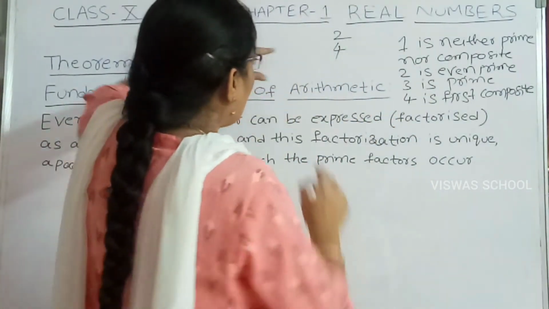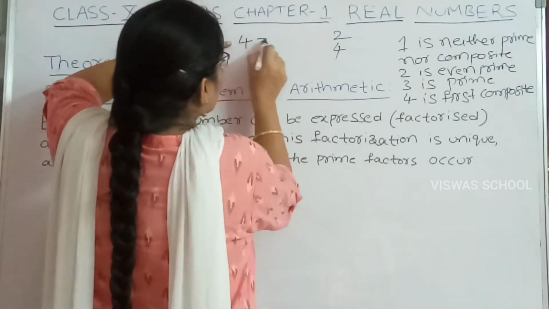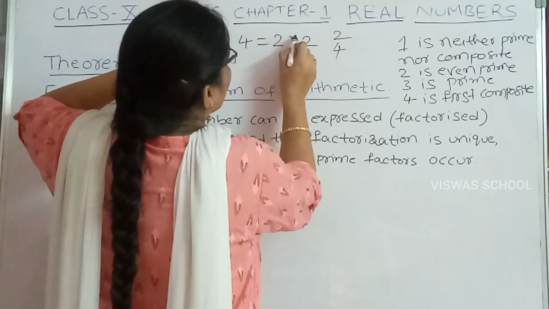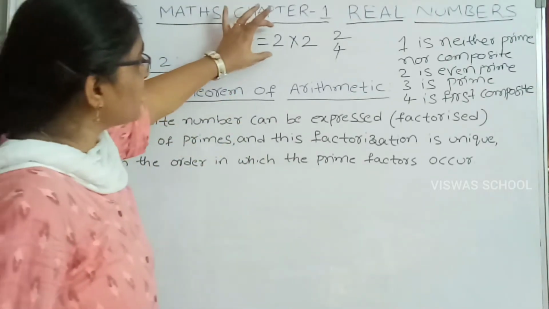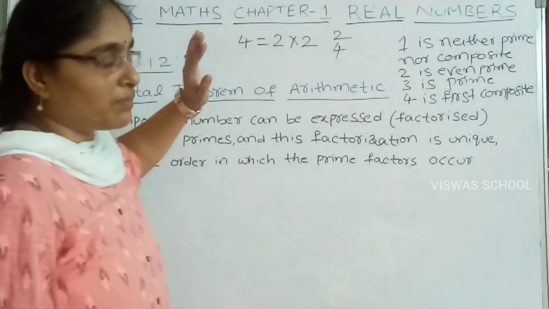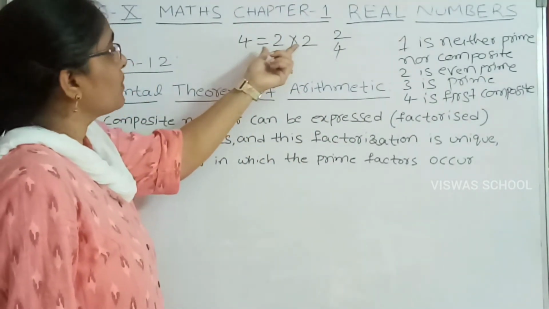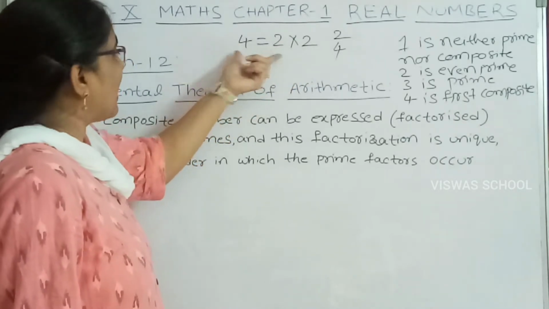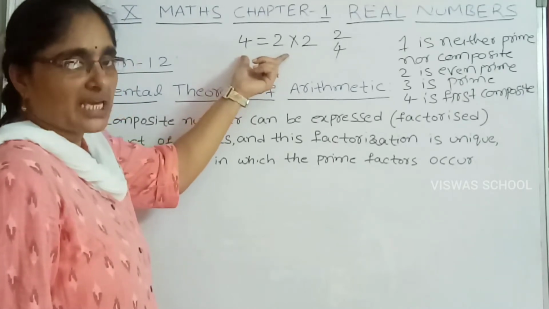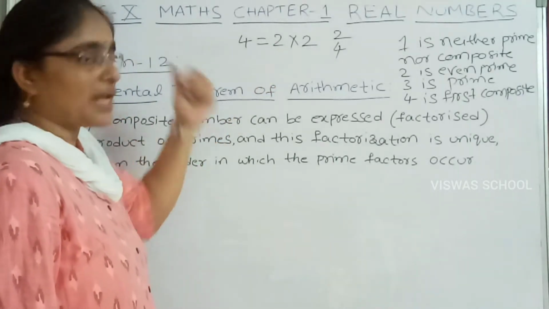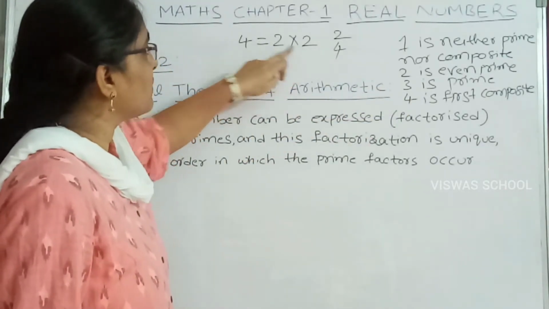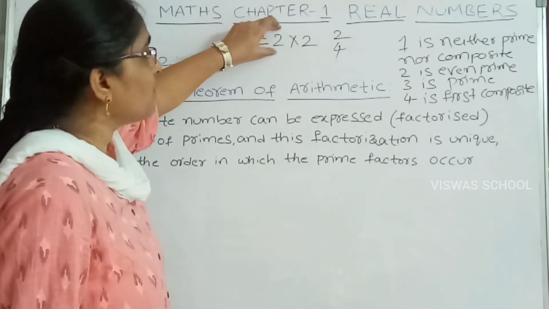Now see here, how can you write this 4? For example, 2 2s are 4. Here 2 is an even prime number, that means 2 is a prime number. How are we expressing this 4? As a product of primes. That is our theorem: every composite number can be expressed as a product of primes. This is a composite number and this is a prime number, and 4 is expressed as a product of primes.